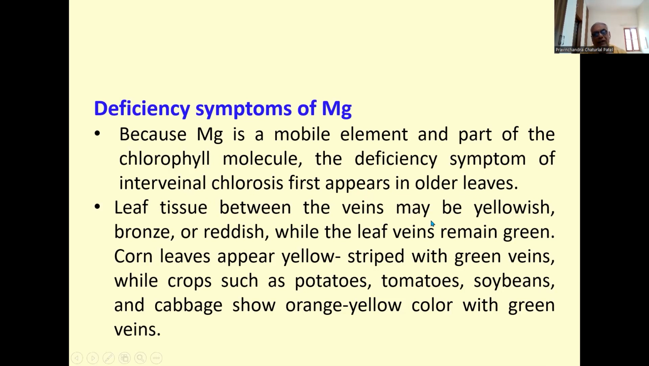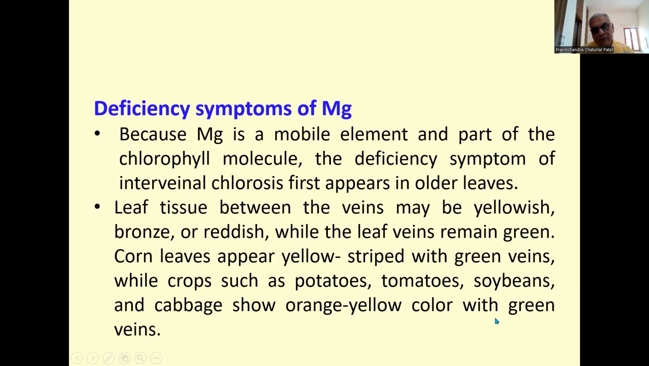Leaf tissue between the veins may be yellowish, bronze, or reddish, while the leaf veins remain green. So in interveinal chlorosis, the veins remain green and the other portion becomes chlorotic or yellow. Crops such as potato, tomato, soybean, and cabbage show an orange-yellow color with green veins.